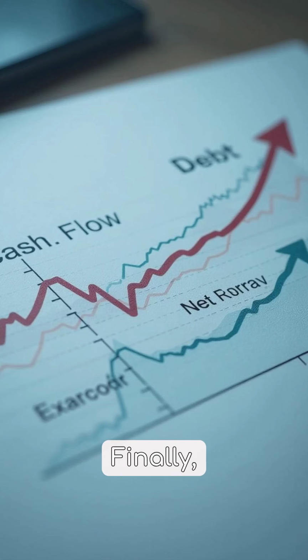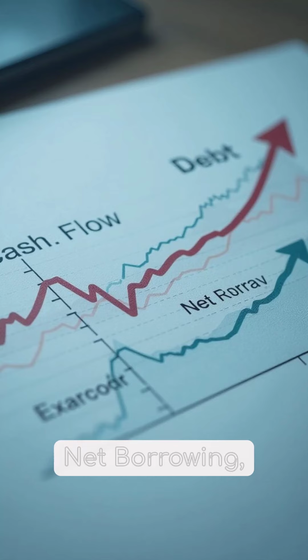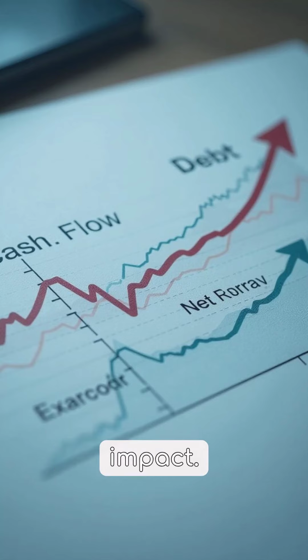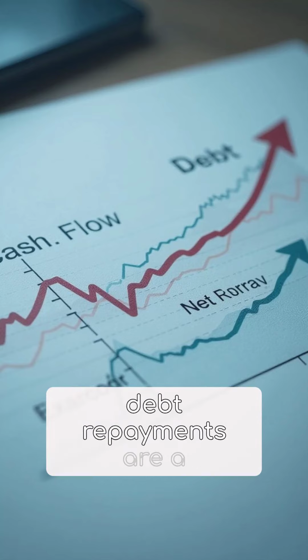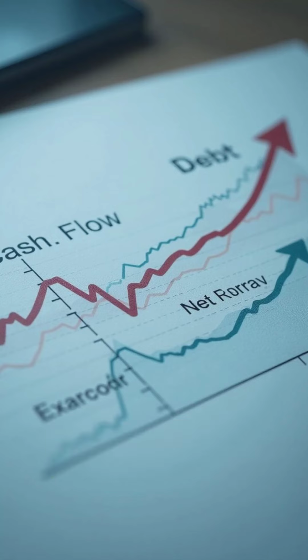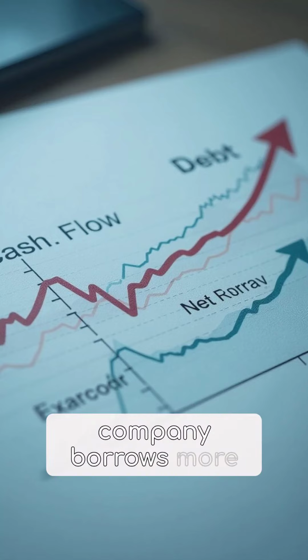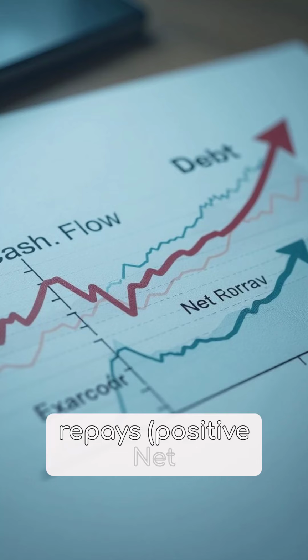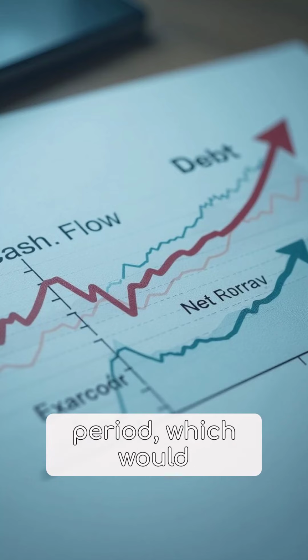Finally, debt payments, or more accurately, net borrowing, have a direct impact. Mandatory debt repayments are a cash outflow, thus reducing levered free cash flow. However, if a company borrows more money than it repays, positive net borrowing, this represents a cash inflow in the current period, which would increase levered free cash flow in that specific period.